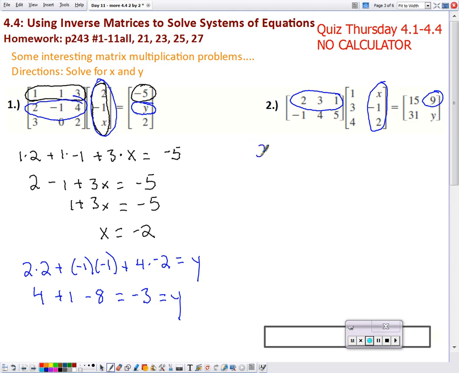So we're going to have 2x plus 3 times negative 1 would be minus 3. 1 times 2 is 2, and that equals 9. Well, that means 2x minus 1 equals 9, and that means that x equals 5.